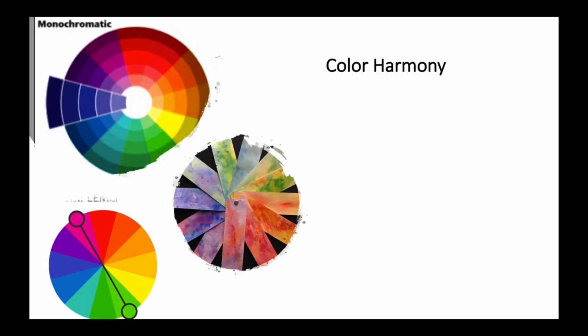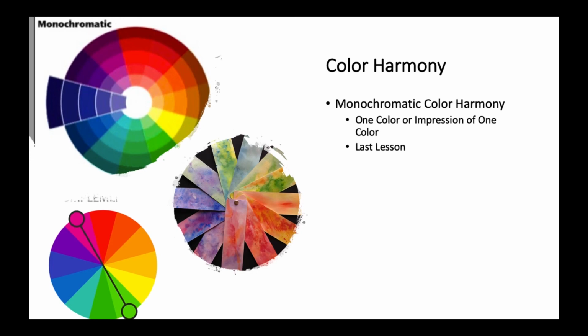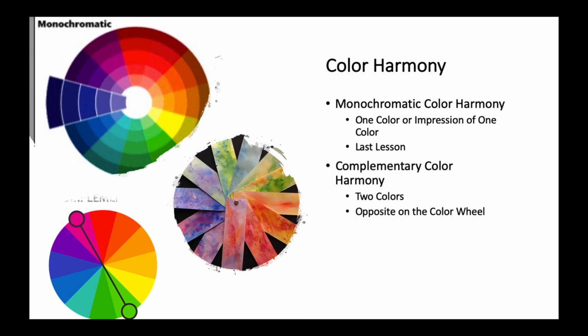Okay, another concept we want to talk about is color harmony. We talked about color harmony before. We've talked about monochromatic color harmony, which is one color or impression of one color, and that was the last lesson. This time we're going to talk about complementary harmony. So complementary harmony, if you're on the color wheel, that's this one down here, you want to use opposite colors. So if you're using red-violet, you want to use yellow-green. If you want to use red, you want to use green. You tend to get a lot of neutrals when you do a complementary color harmony painting.